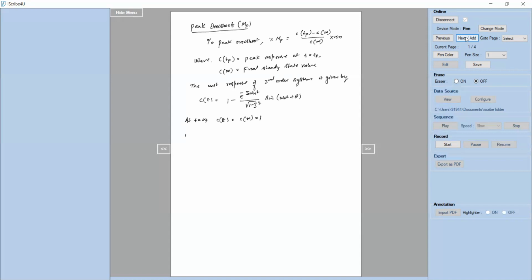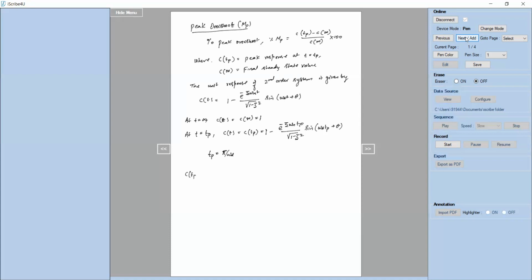Okay, and we know that at t is equal to Tp, C of t is equal to C of Tp, which is equal to 1 minus e power minus zeta omega n Tp divided by square root of 1 minus zeta square sine omega d Tp plus theta. Okay, this is what the output is at the peak time. Okay, so now I know that Tp is equal to pi by omega d. Just now we have derived this.